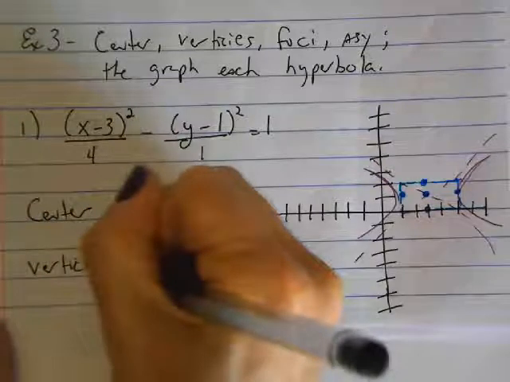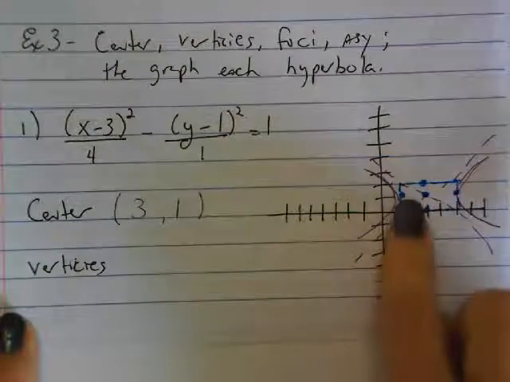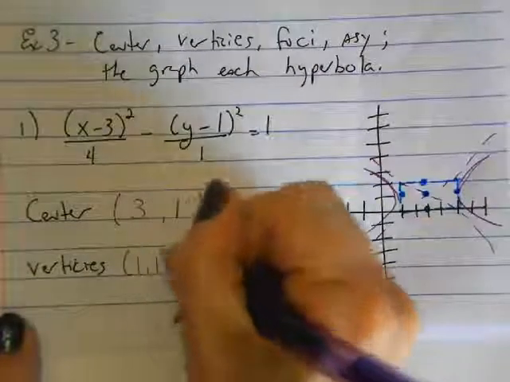Again, because it's opening along the x, the vertices would be this point, which is (1, 1), and this point, which is 1, 2, 3, 4, 5, (5, 1).